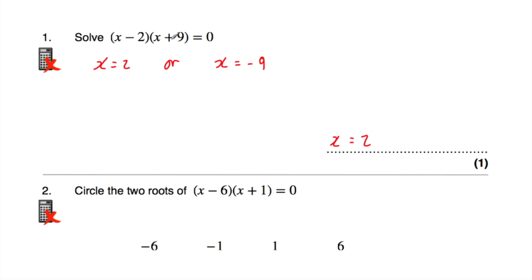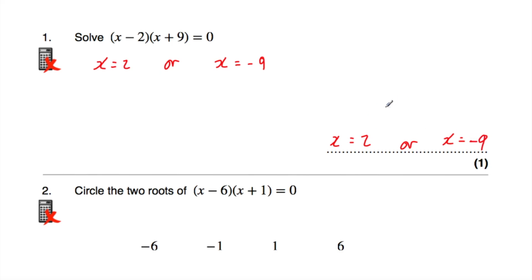negative 9. Because if x is equal to negative 9, this bracket would be negative 9 plus 9, which is equal to 0. So that bracket is equal to 0. This bracket would be equal to negative 11 because negative 9 take away 2 would be negative 11. And negative 11 times 0 is equal to 0. So that means that we've got two possible solutions, that either x is equal to 2 or x is equal to negative 9. And that's it.